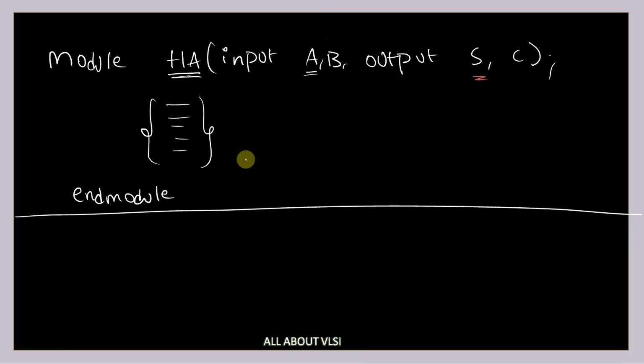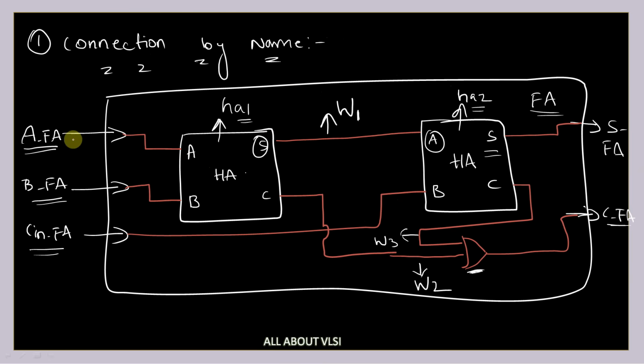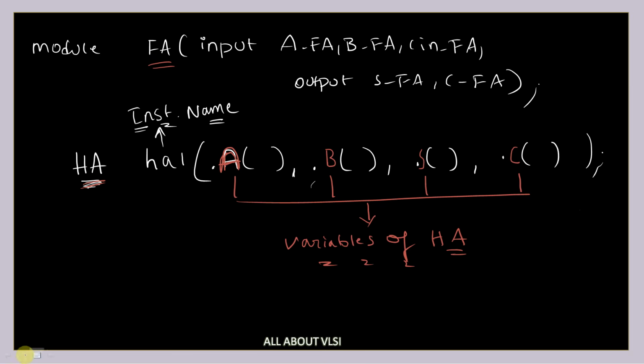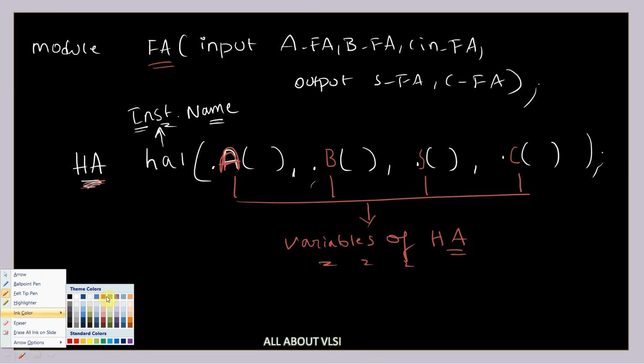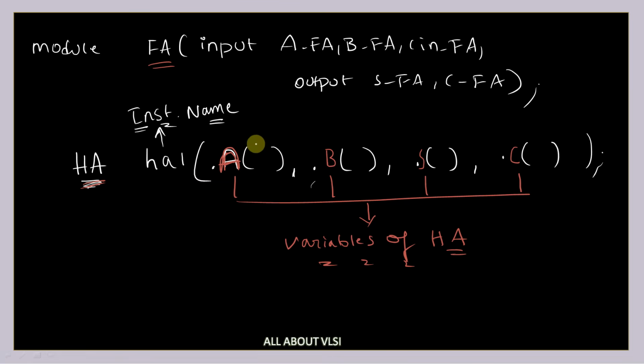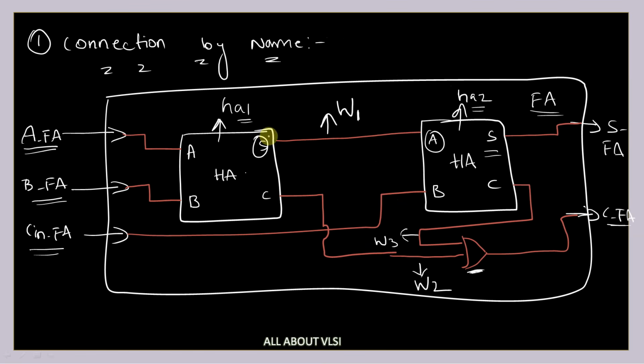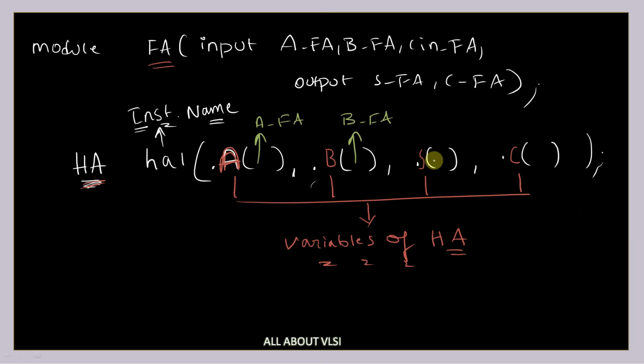Now inside the brackets you should mention the variables related to your full adder. This half adder's A is connected to A underscore FA, so I'm going to write A underscore FA inside my bracket. Okay. And my half adder B is connected to B underscore FA, so I'm going to write B underscore FA. Now the half adder sum is connected to which module? Can anyone tell me? So what should I write inside my bracket?